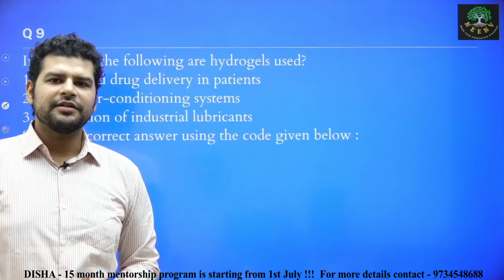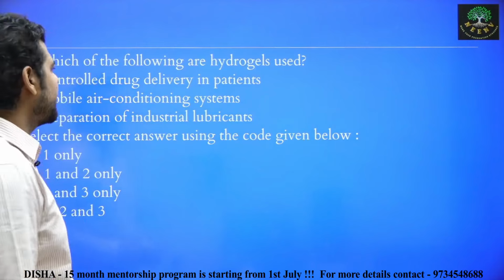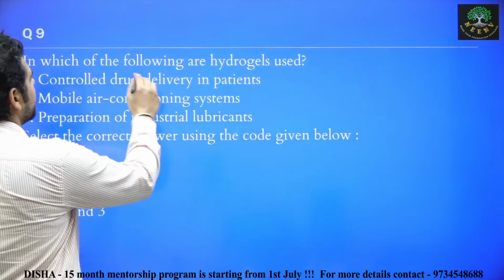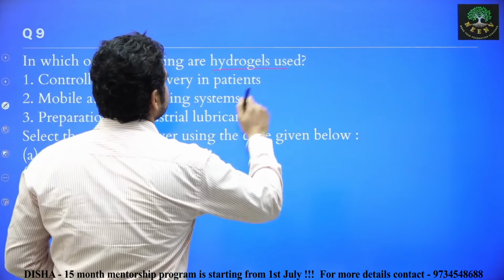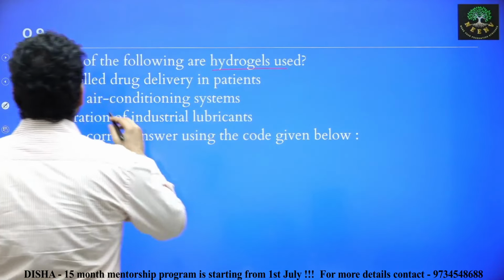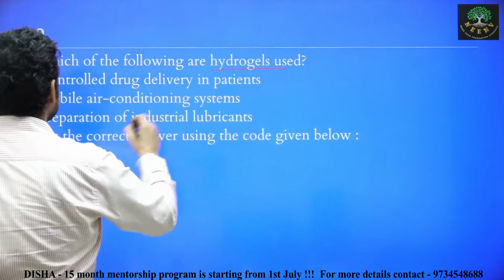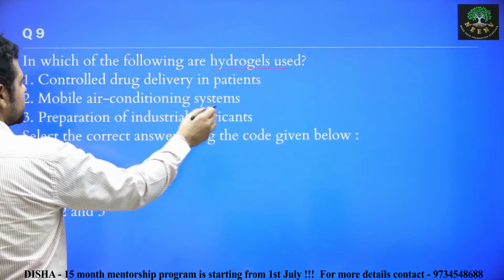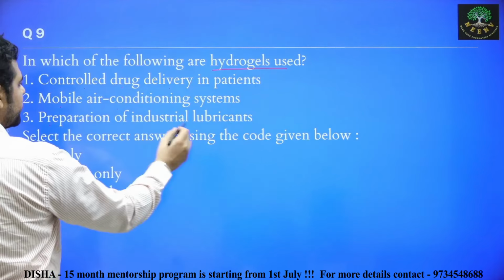Now let us come to the ninth. In the ninth question, in which of the following are hydrogels used? The question is on hydrogel. First, controlled drug delivery in patients. Second, mobile air conditioning systems. Third, preparation of industrial lubricants.